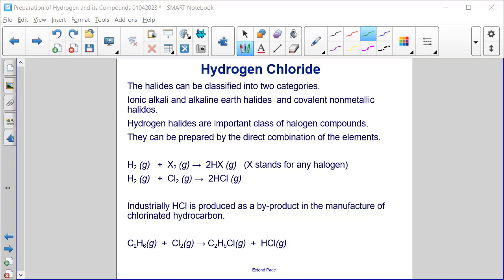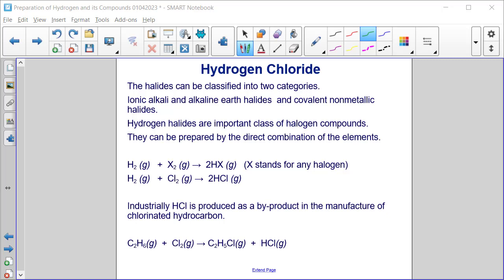Hydrogen chloride. The halides can be classified into two categories: ionic alkali and alkaline earth halides, and covalent nonmetallic halides. Hydrogen halides are an important class of halogen compounds. They can be prepared by the direct combination of the elements. So we have hydrogen gas and any halogen gas producing HX, where X stands for any halogen.